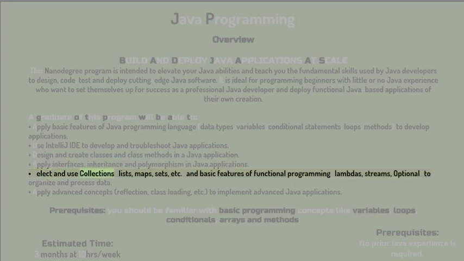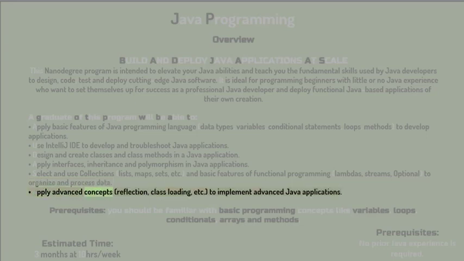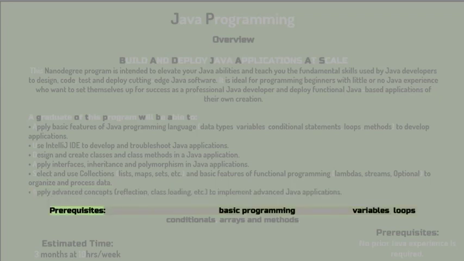Select and use collections, lists, maps, sets, etc., and basic features of functional programming, lambdas, streams, optional, to organize and process data. Apply advanced concepts, reflection, class loading, etc., to implement advanced Java applications. Prerequisites: you should be familiar with basic programming concepts like variables, loops, conditionals, arrays and methods. Estimated time, 3 months at 10 hours per week. Prerequisites: no prior Java experience is required.